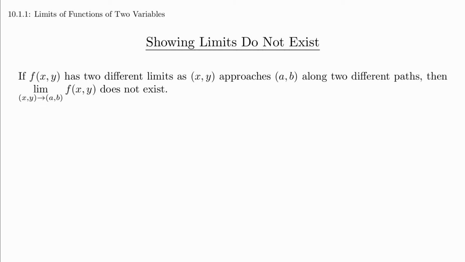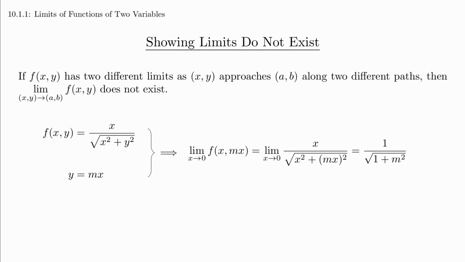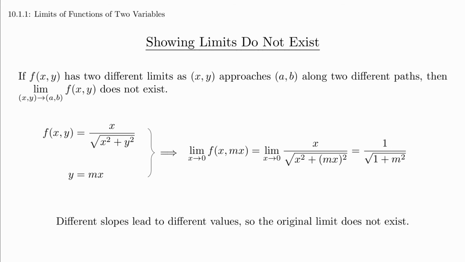In practice, you would need to write down some sort of function that defines a path towards the limit and then substitute. Activity 10.1.2 uses the function f of (x, y) equals x over the square root of x squared plus y squared, and asks you to consider the limit at (0, 0) using straight lines of the form y equals mx. The key fact is that for this function, as x goes to 0, so does y. This means that you can make the substitution and calculate the limit along that line. In this calculation, the final result ends up not being a constant, but a value that depends on the slope that you picked. And this means that different ways of approaching (0, 0) can lead to different values, which means that the limit does not exist.